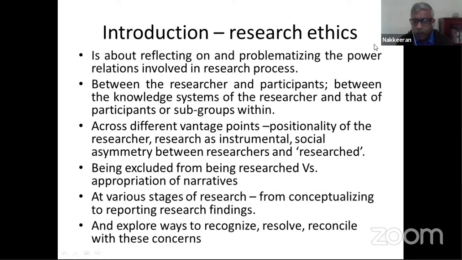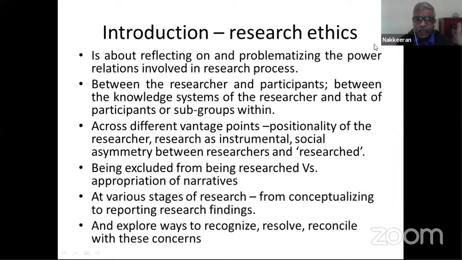or the problem of appropriating narratives. We end up having a dilemma whether I should do research on a particular community or population which are vulnerable, or as an outsider whether I have locus standi to do research. And power at various stages of research: from conceptualizing research, choosing to do research in a particular field as against some other field, collecting data, being in the field, analyzing data, and reporting research findings.